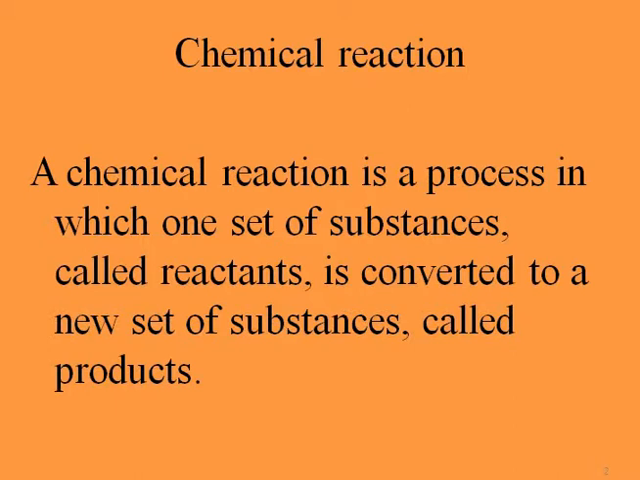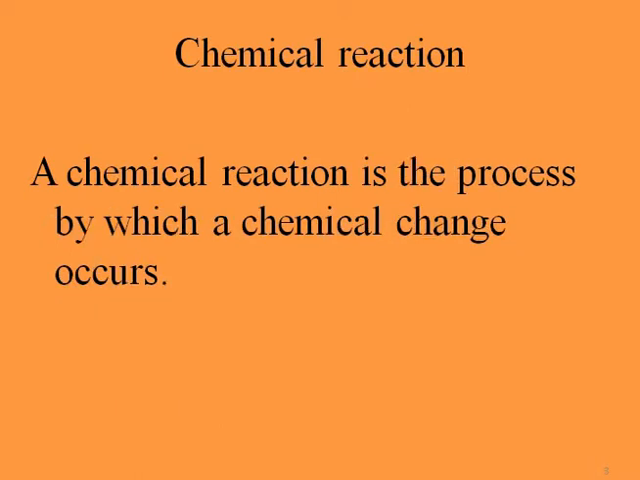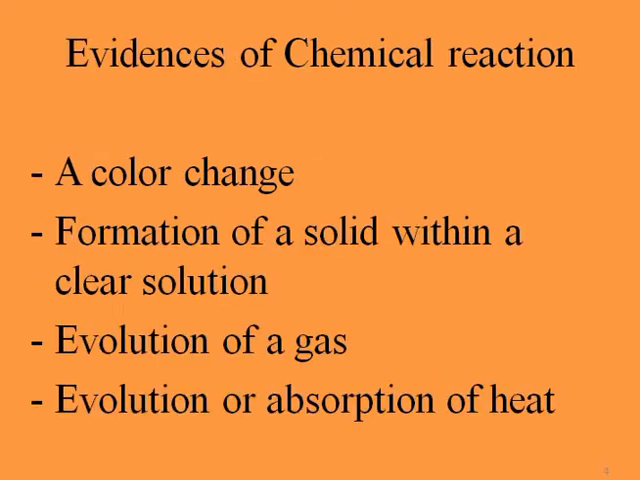So on one side we have the reactants and on the other side we have the products. A chemical reaction is the process by which a chemical change occurs. So when we have a chemical change, when the identity of the chemical is changing, it means that we are dealing with a chemical reaction. There must be some evidence for a chemical reaction. So we have pretty much 4 pieces of evidence to identify chemical reactions.